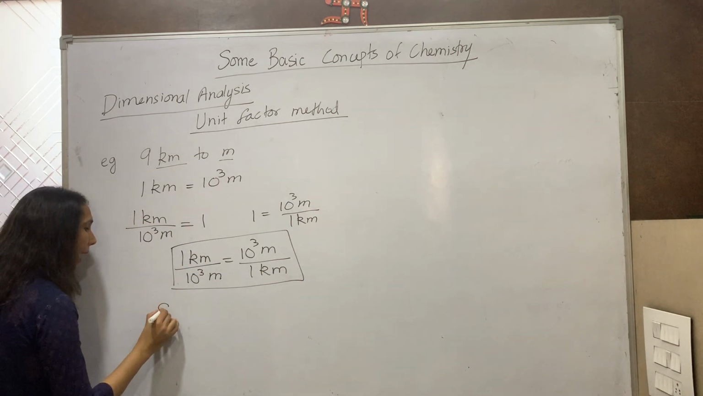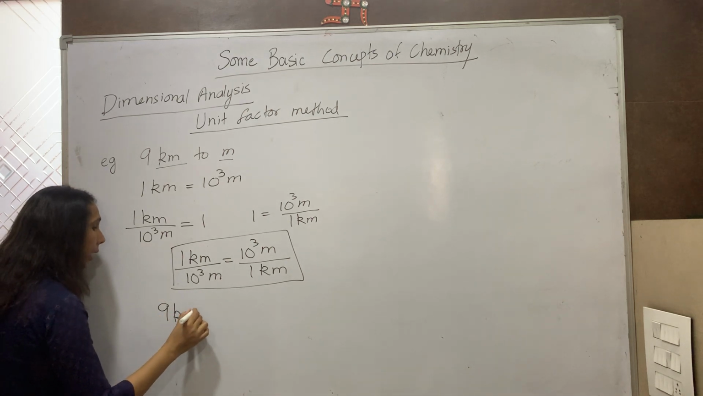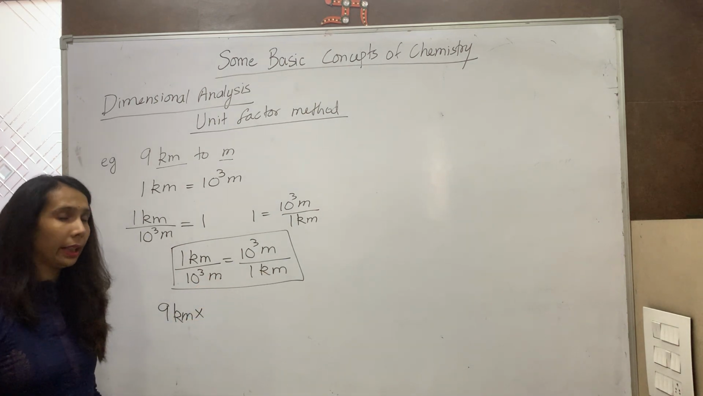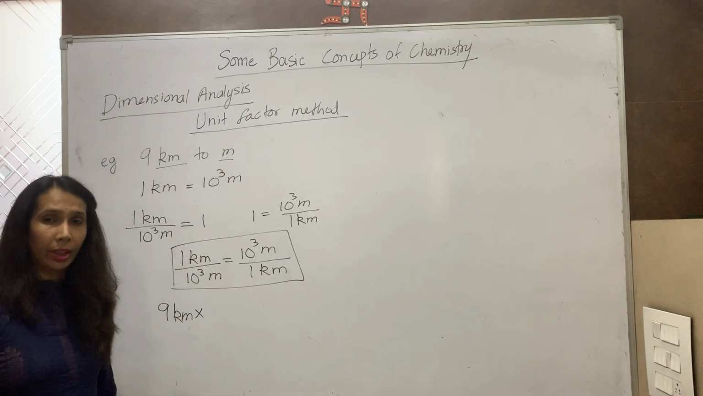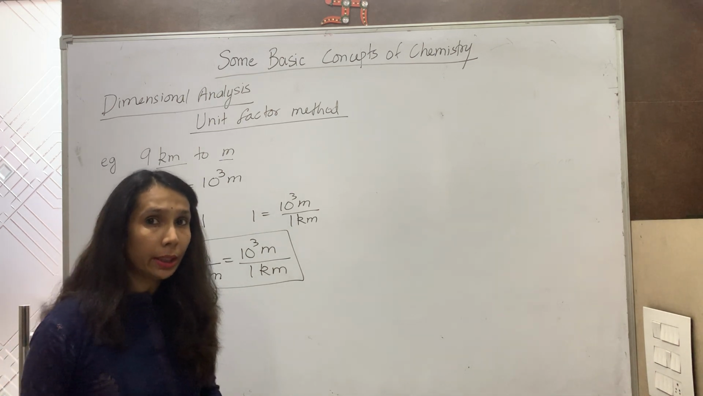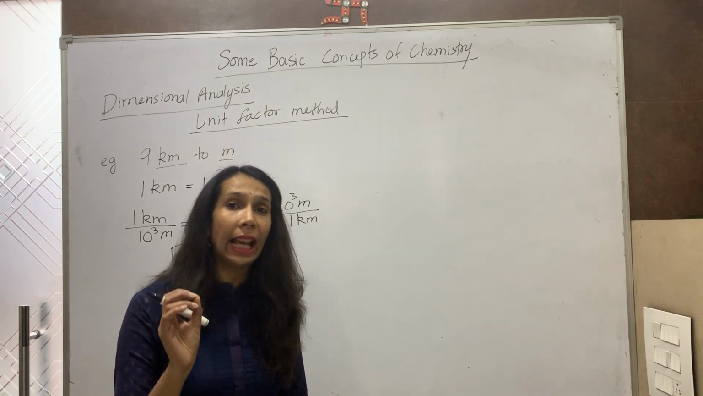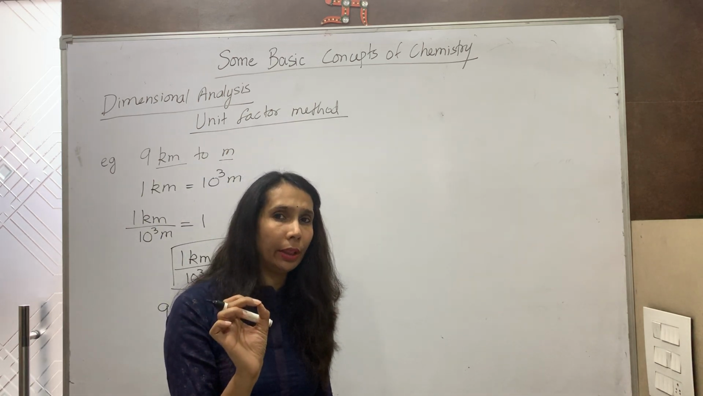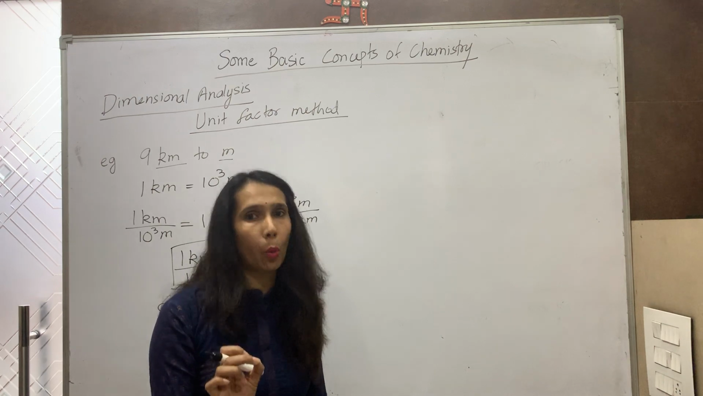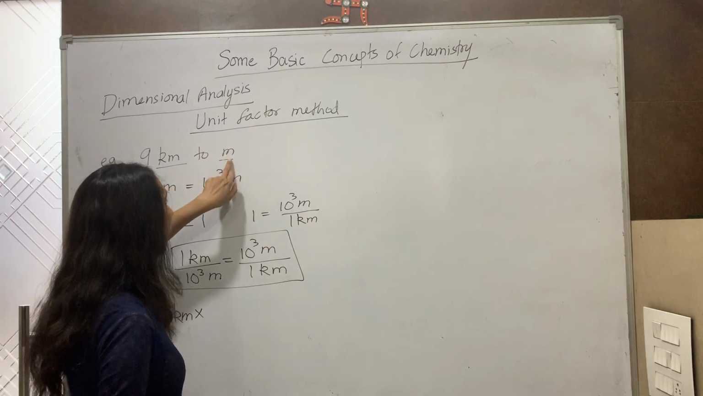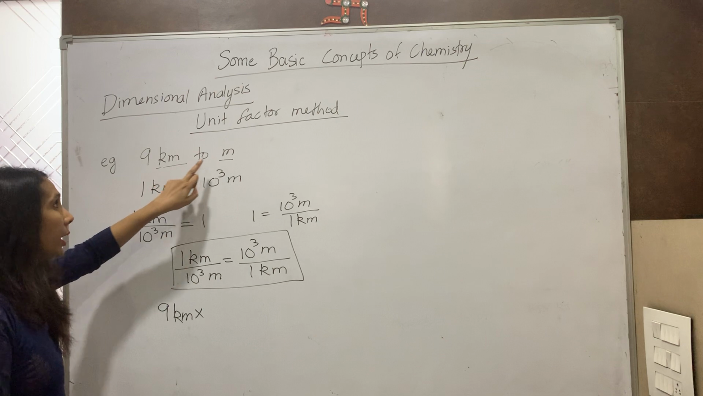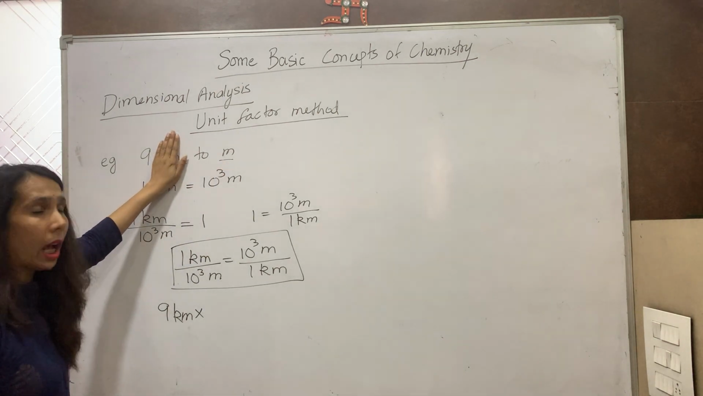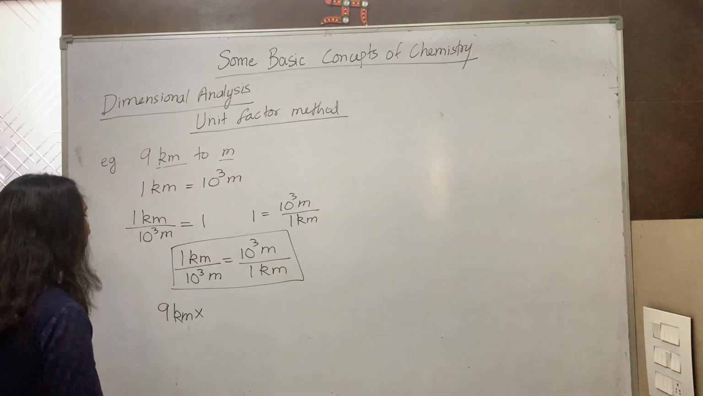Now what I have to do, I have to write 9 kilometer, and I have to multiply it with one of the unit factors, either first or second, in such a way that the unit that we don't need gets cancelled out, and at the end only that unit is left which we require. Which unit we require? Meter. I have to change kilometer into meter. So I don't want kilometer, no longer want kilometer. I want only meter. So what we will do?